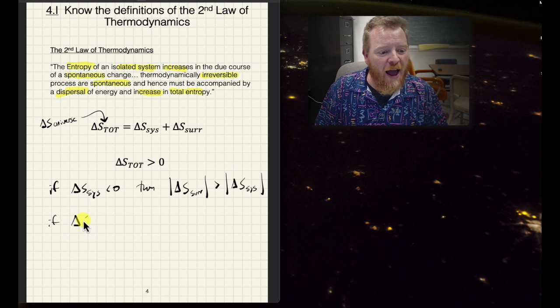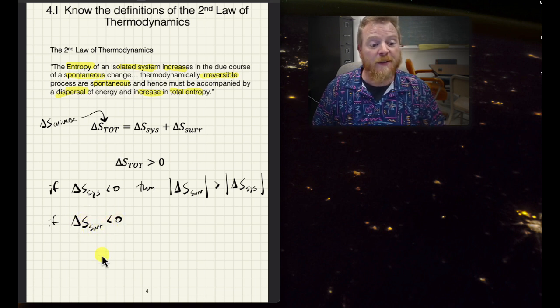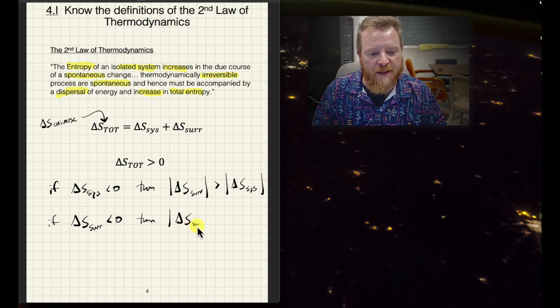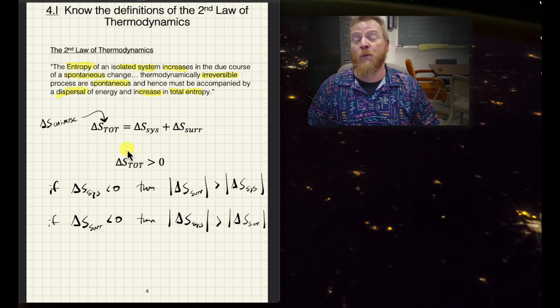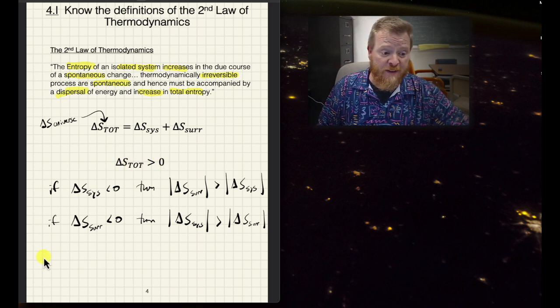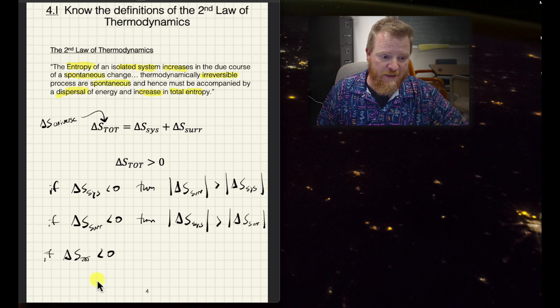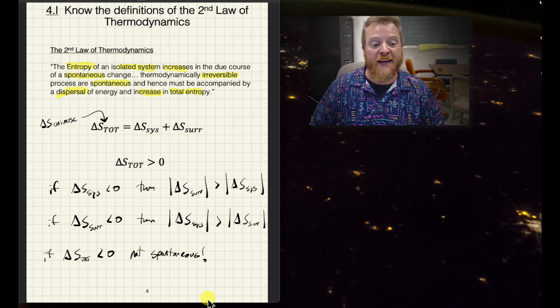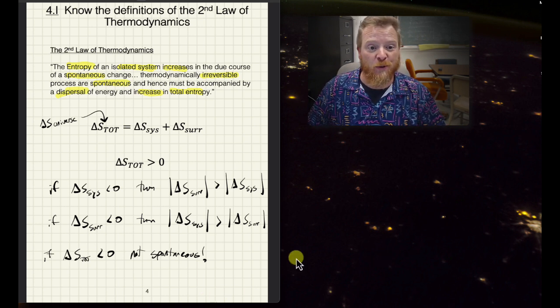Of course, we could also have a delta S of the surroundings being negative, and to have a spontaneous process, the same thing must apply. So in this case, then, the absolute value of the entropy change of the system must be greater than the absolute value of the entropy change of the surroundings, such that when we add them together, we get an overall positive quantity. Now, this doesn't have to mean that all processes have a delta S total greater than 0. So if delta S total is less than 0, then our process is not spontaneous, okay? And we will continue to explore this idea of spontaneity and entropy changes throughout the rest of this module. All right, I'll see you in the next video.